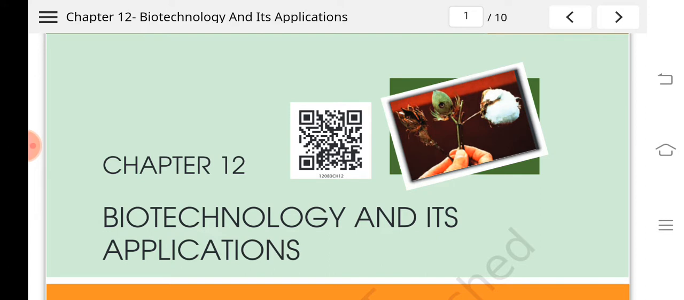So we were studying chapter 12, biotechnology and its applications, and we have seen some examples of how biotechnology is useful in agriculture. In that we have studied about Bt cotton and Bt plants, and we have also studied another phenomenon known as RNA interference, isn't it? Today, we have also started the applications of biotechnology in the field of medicine.